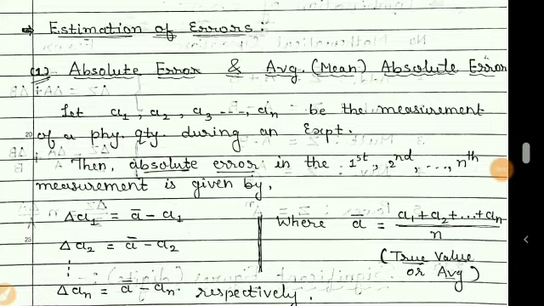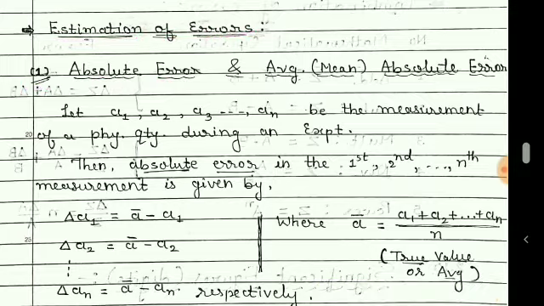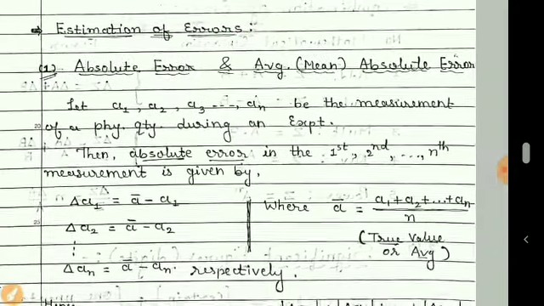Now, in today's lecture, we will study how we can estimate the errors during any measurement. The first one here is absolute error. Now, what is absolute error? To find this type of absolute error, let us take one example.